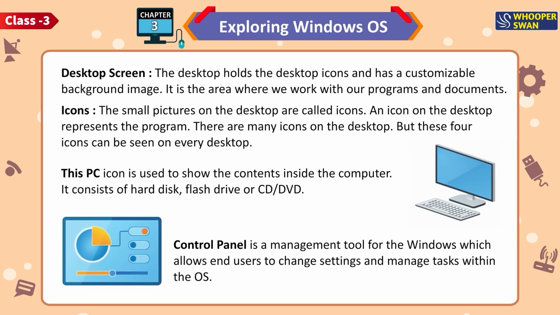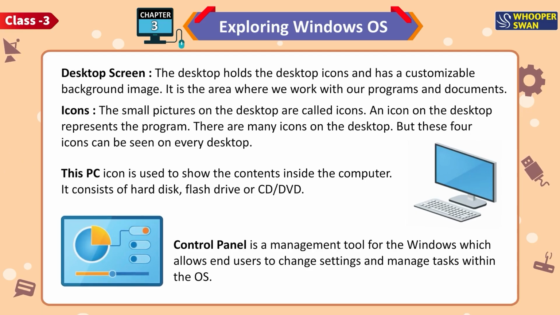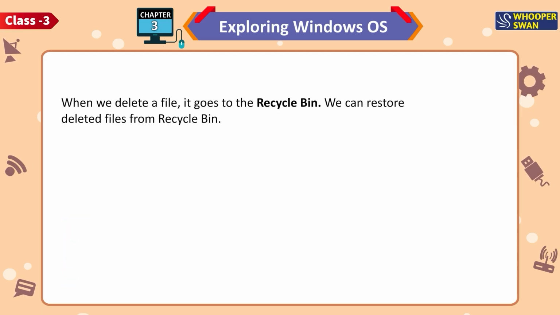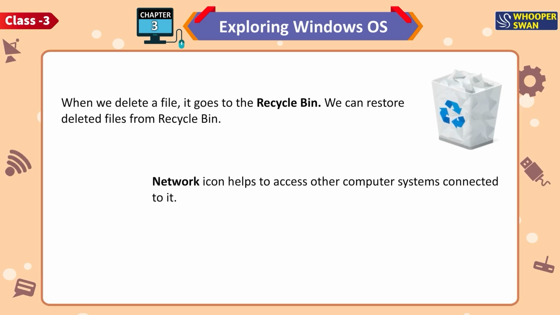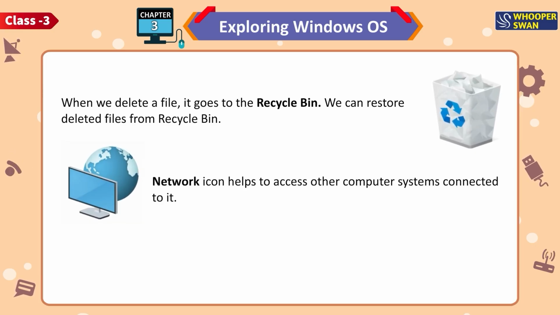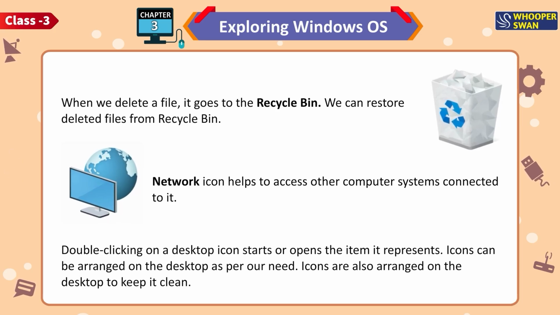Control panel is a management tool for the Windows which allows end users to change settings and manage tasks within the OS. When we delete a file, it goes to the recycle bin. We can restore deleted files from recycle bin. Network icon helps to access other computer systems connected to it. Double-clicking on a desktop icon starts or opens the item it represents. Icons can be arranged on the desktop as per our need. Icons are also arranged on the desktop to keep it clean.